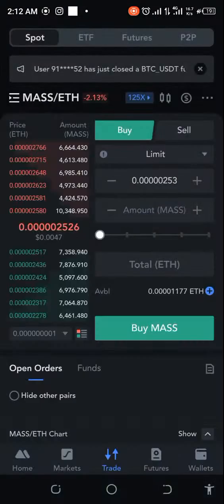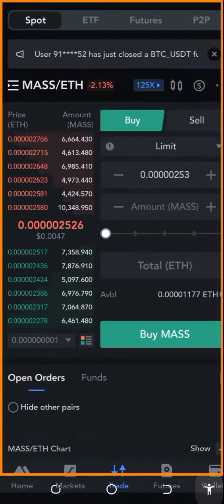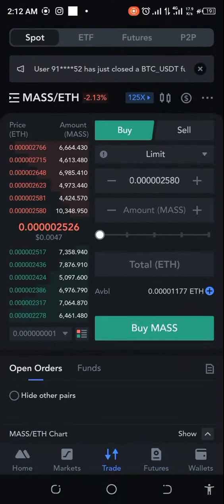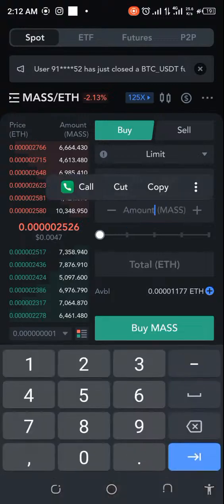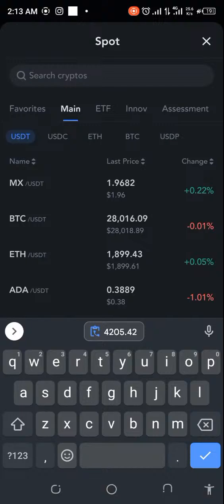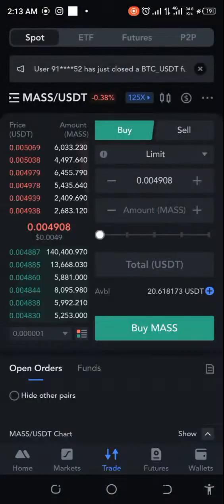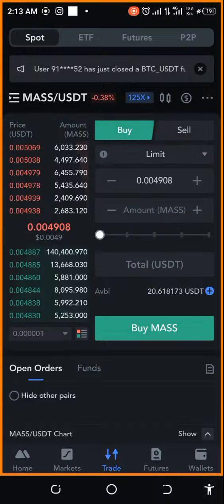Okay, so now I'm going to check this very carefully. If I want to buy this now and I don't want to wait, what I'm going to have to do is pick the first thread, okay? And I'm going to paste in my total ETH here. Would I still be able to make profit? Let's do this quickly. Okay, let's go to MASS/USDT. Let's see what's going to happen here.